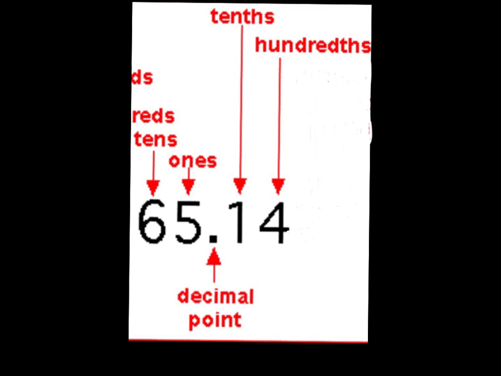In this number, we have tens, ones, tenths, and hundredths. And again, we say the whole number first, 65, and the decimal point is "and," then we group this and say it's 14, and we leave off with the last place value's name, hundredths. So you would say this number as 65 and 14 hundredths.